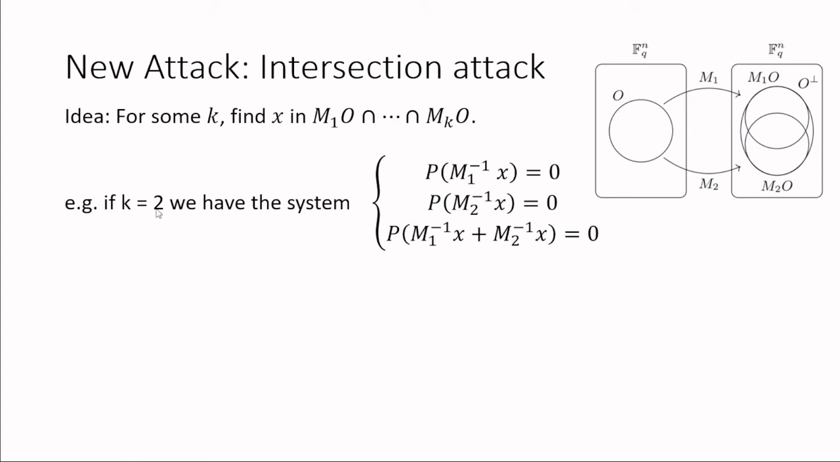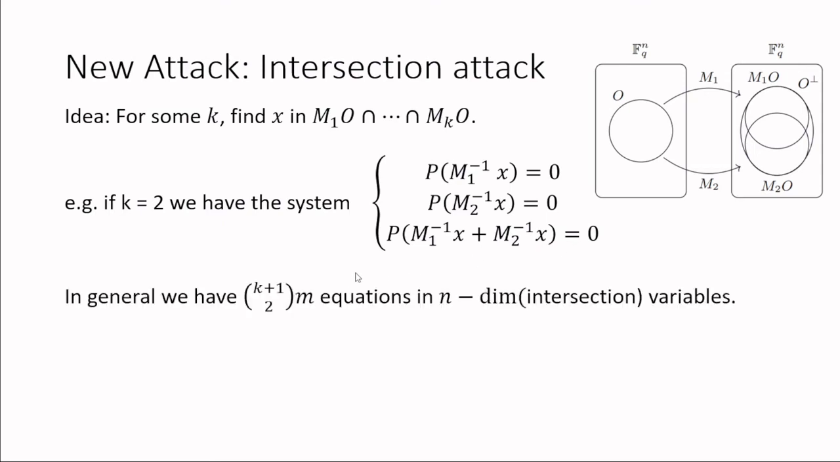And for example, if we look at k equals 2, so we're looking at a vector in the intersection of two of these spaces, then we have this system of equations, where this first set of equations is because if x is in M1 times O, then M1 inverse times x sits in O, and you know P vanishes on O, so P of this is equal to 0. And the same thing for P of M2 inverse times x. And if M1 inverse times x and M2 inverse times x sit in O, then also their sum sits in O, so this gives you this extra set of equations.